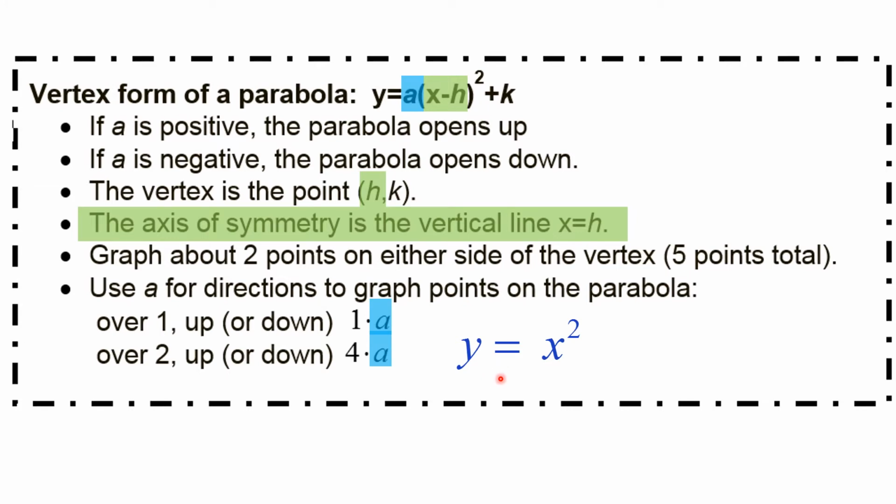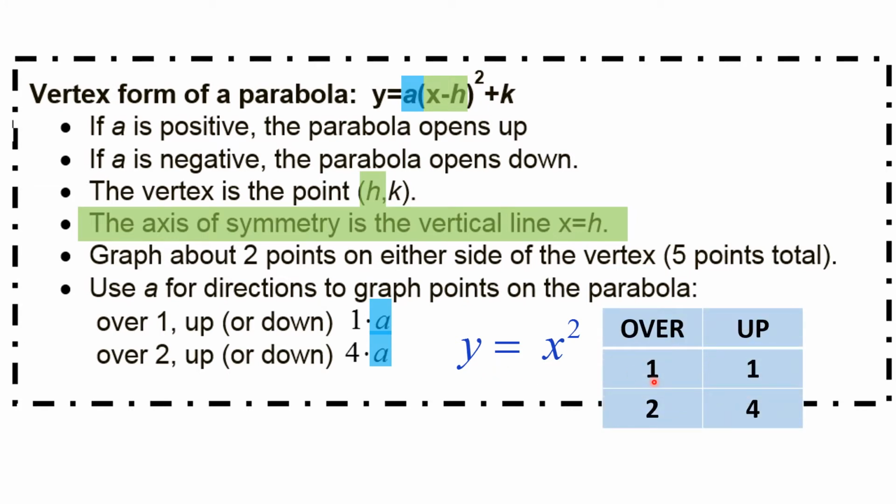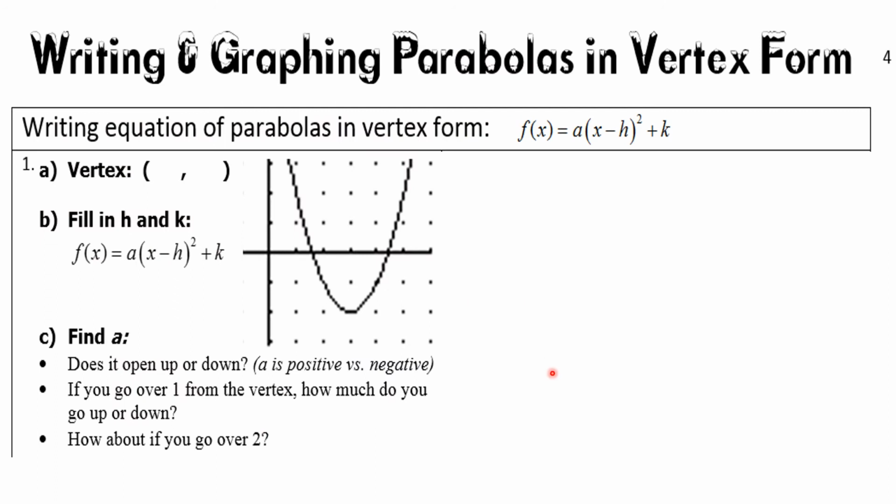Y equals x squared. You go over 1 and up 1. Graph that point. Over 2 and up 2. Do it on both sides and you can graph that point. Now A in front of this will determine what happens to the output. So we're always going to multiply our up times whatever the number is in front of our x squared term. So with that in mind, and you still have that page of notes as we move on, we're going to write the equation of a parabola in vertex form.